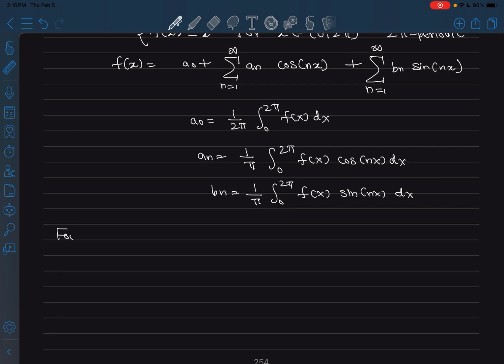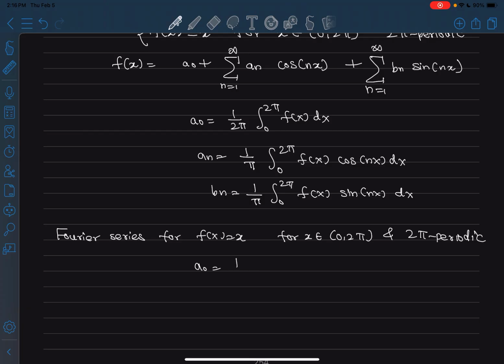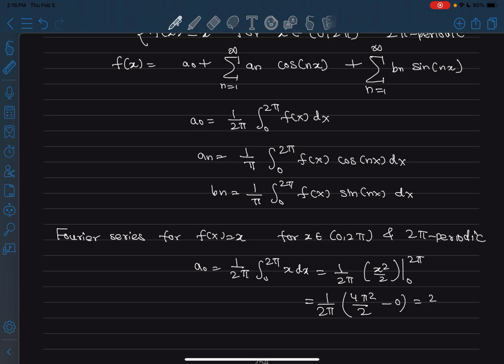Okay, so we will do the Fourier series for f of x equals x, for x belongs to 0 to 2 pi, and outside the interval it's defined based on the 2 pi periodicity. Now for a naught, this is just 1 over 2 pi integral from 0 to 2 pi of x dx, and we know that the integral of x is x square over 2 from 0 to 2 pi. So this is 1 over 2 pi times 4 pi square over 2 minus 0. So that means 2 pi square over 2 pi, which is just pi. Okay, a naught is pi.